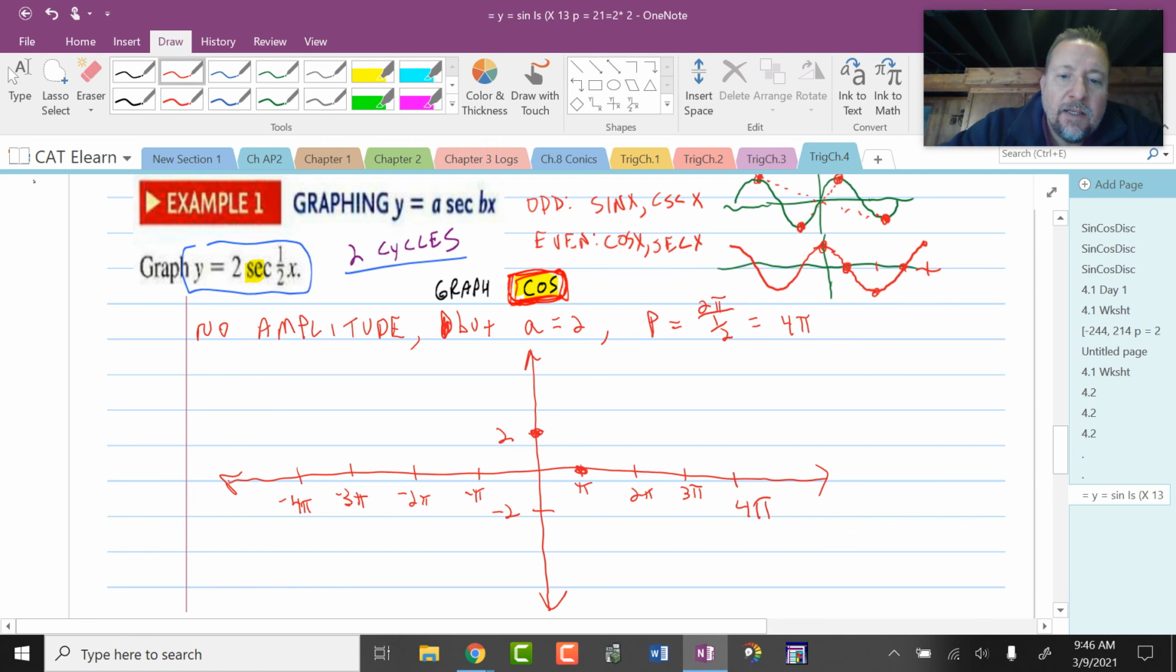Hey, cosine kid. High point, 0, low point, 0, high point. Same thing over here. All right, and then it's a dotted line.